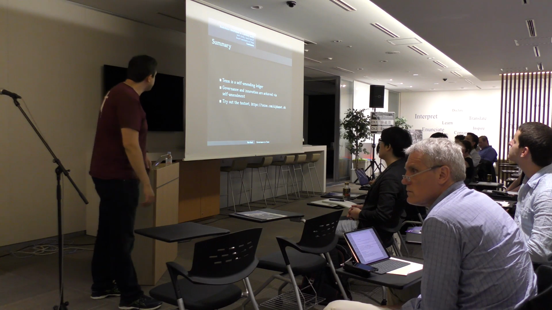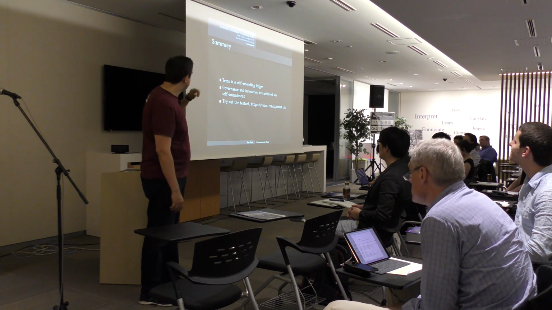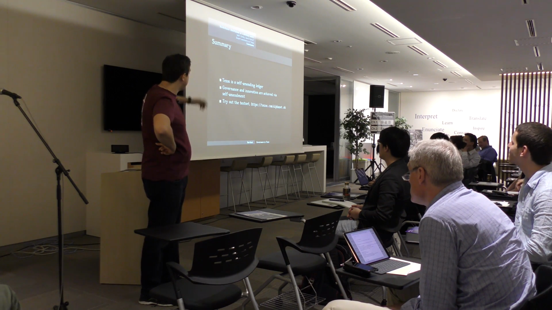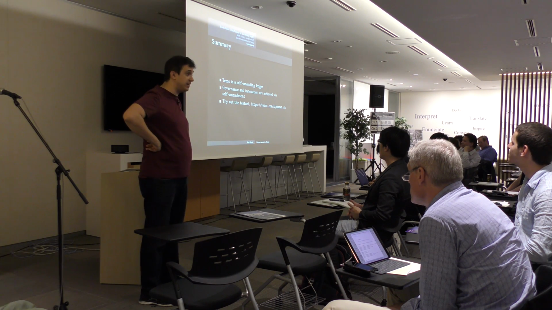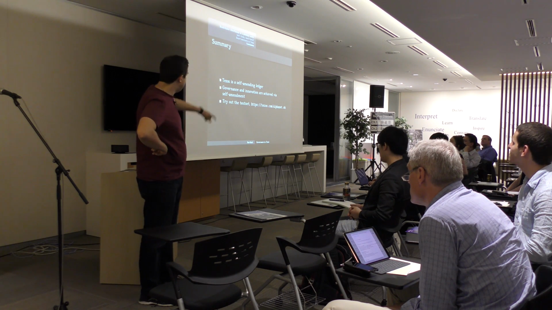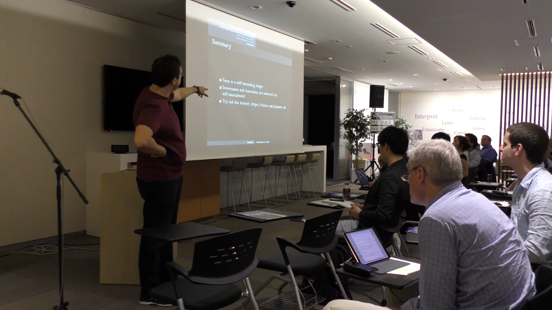Okay, so quick summary. This is an old slide, sorry. Tezos is a self-amending ledger. We have governance and innovation by self-amendment. That link is probably broken as of a few days ago.